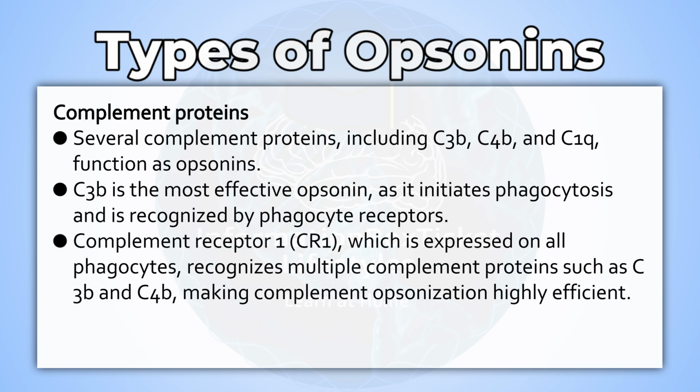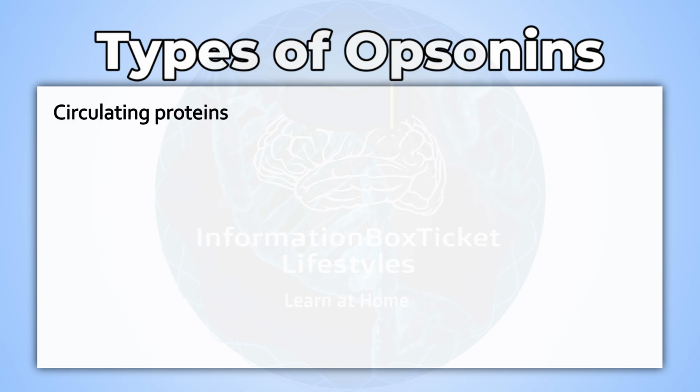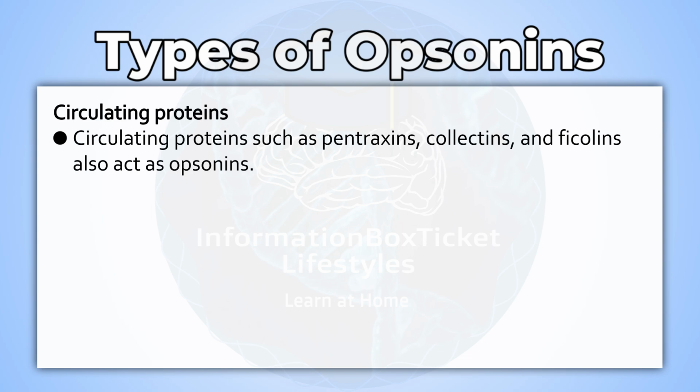Complement receptor 1, which is expressed on all phagocytes, recognizes multiple complement proteins such as C3b and C4b, making complement opsonization highly efficient. C1q, a component of the C1 complex, interacts with the Fc region of antibodies and serves as an opsonin. Circulating proteins. Circulating proteins such as Pentraxins, Collectins, and Ficolins also act as opsonins.